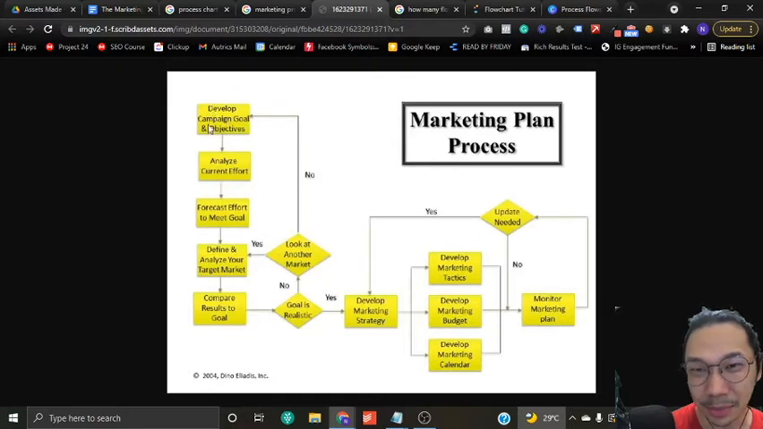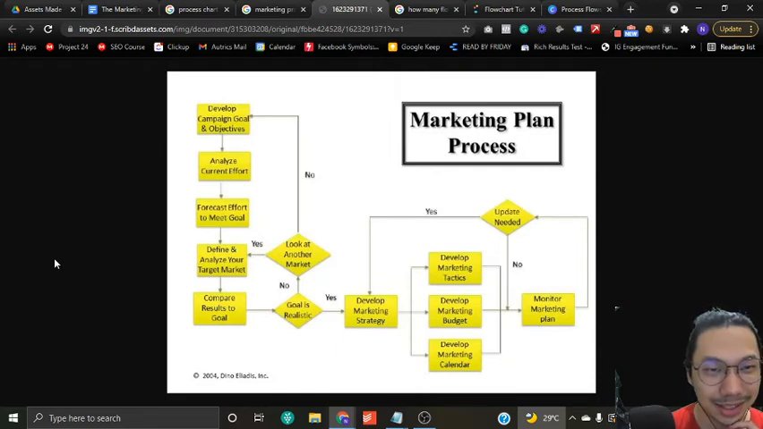Develop a campaign goal and objectives, analyze current effort, forecast effort to meet goal, define and analyze your target market, compare goal results to see if the goal is realistic. No, look at another market. Okay, this part doesn't really make sense, but hey, it's 2004. Oh, it's 2004, it's really outdated.